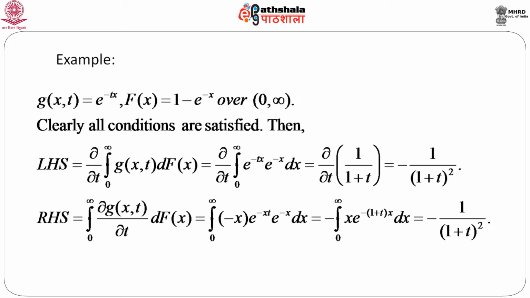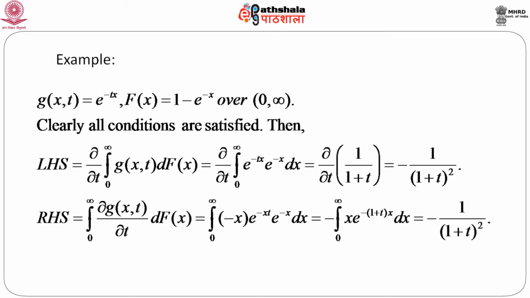So, let us consider the left hand side, which is integrate first and then differentiate. So, g(x,t) is e to the power minus t x, and dF(x), with a little bit of algebra, gives us e to the power minus x dx. If we integrate this entire quantity, it becomes 1 by 1 plus t. Now, the differentiation of 1 by 1 plus t is nothing but minus 1 by (1 plus t) whole square.